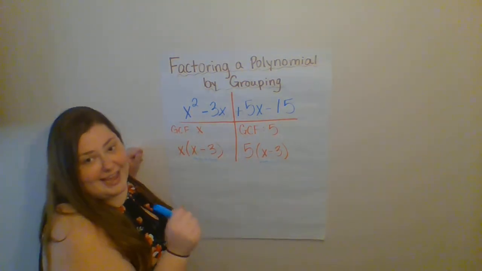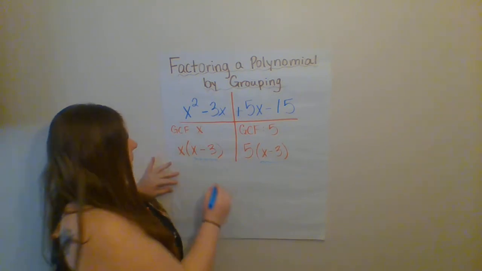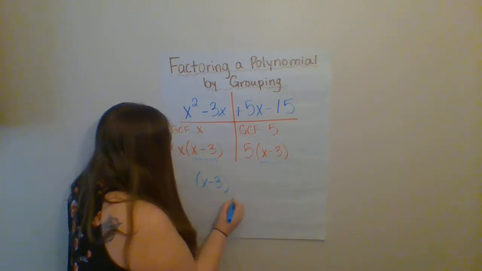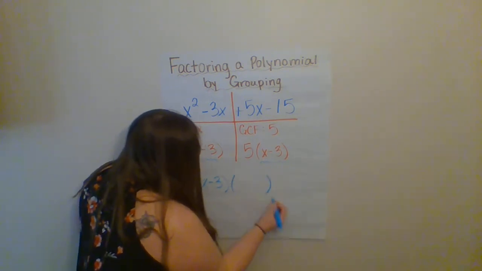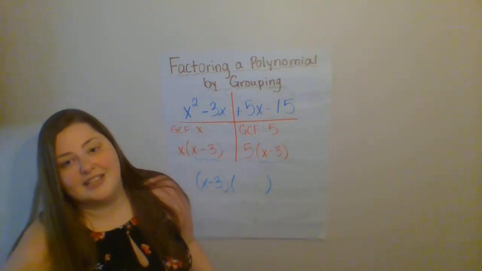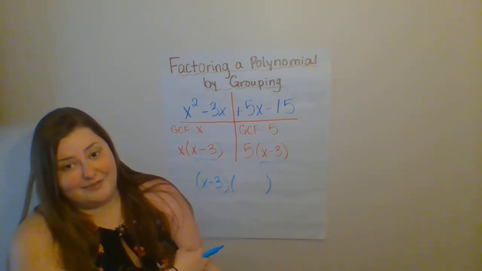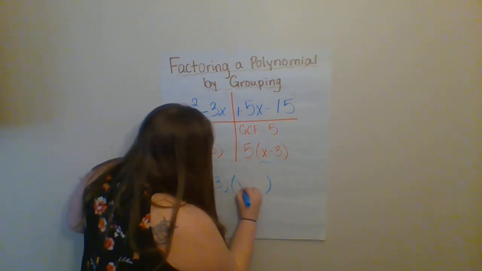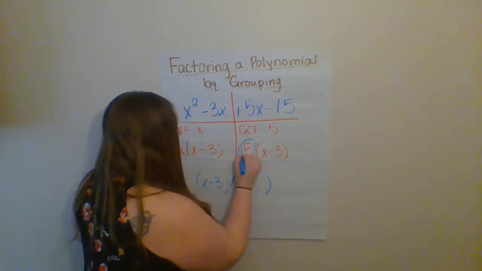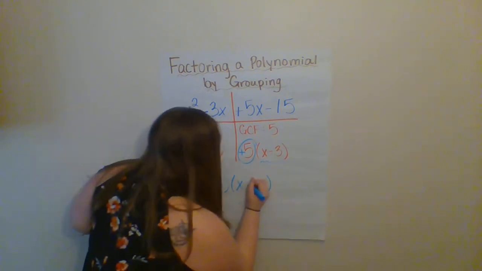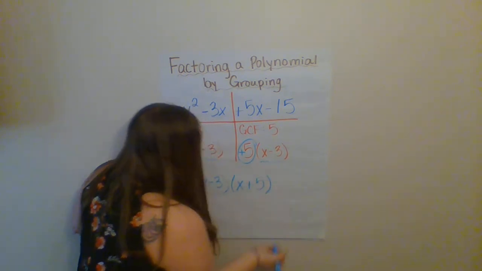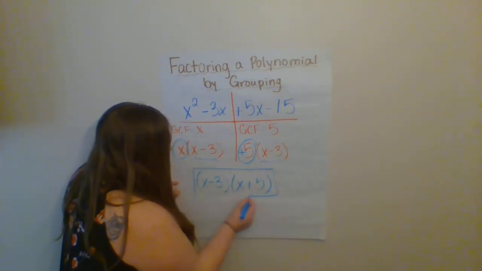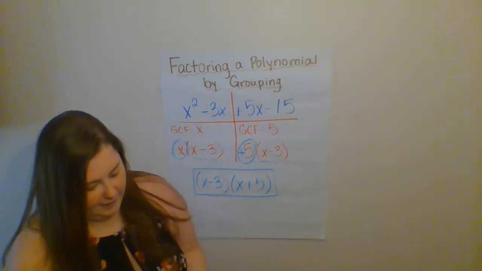So we are going to take that common term, that x minus 3, we're going to write that in front. Now, in our second set of parentheses, we are going to take whatever we have left over. So we have x from this first one, and then we have a positive 5 in the second one. So our second set of parentheses becomes x plus 5. So our answer is x minus 3 times x plus 5.